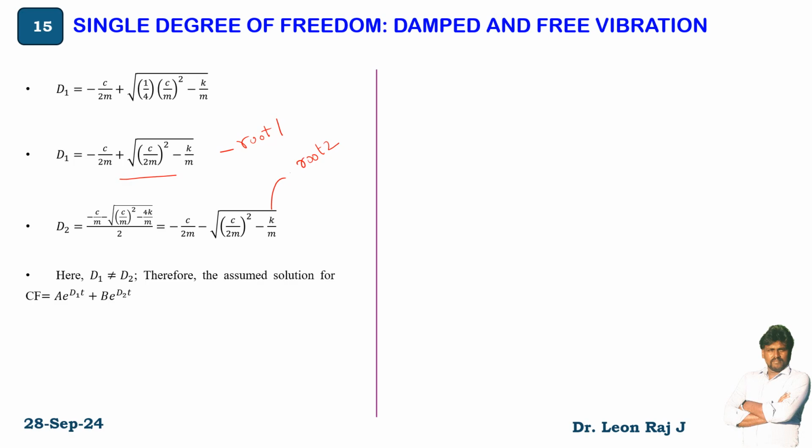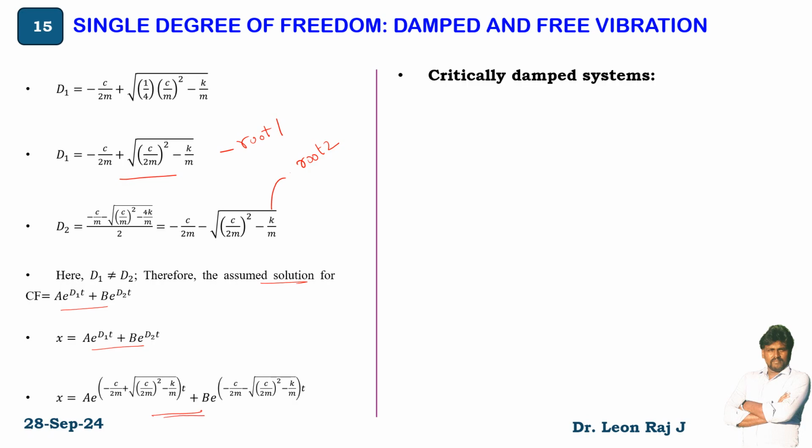So d1 is not equal to d2, therefore the assumed solution can be a e power d1t plus b e power d2t. So your total response is equal to just substituting this d1 and d2 value, and this is your response actually, if the roots are positive. So now there are three conditions: critically damped, overdamped, and underdamped systems.